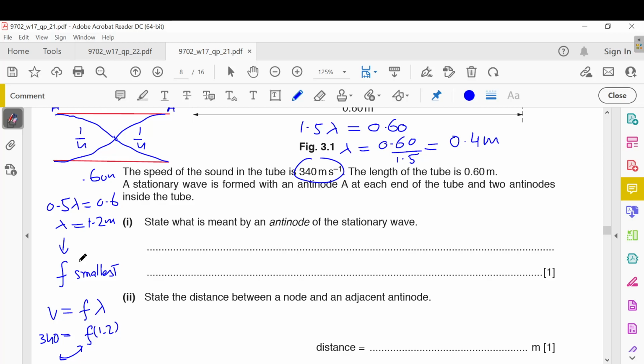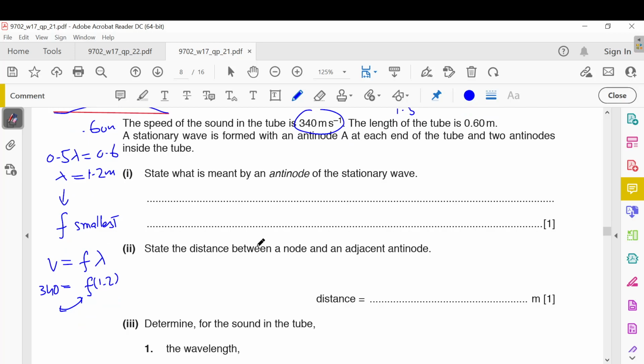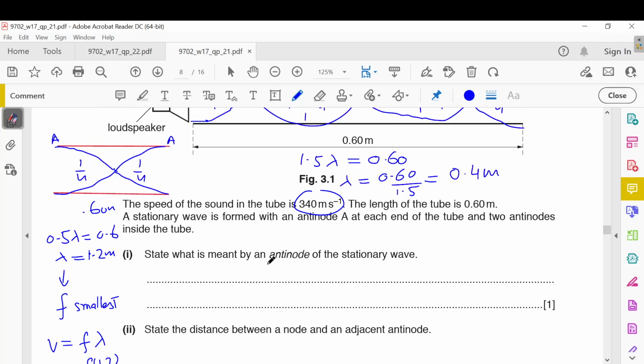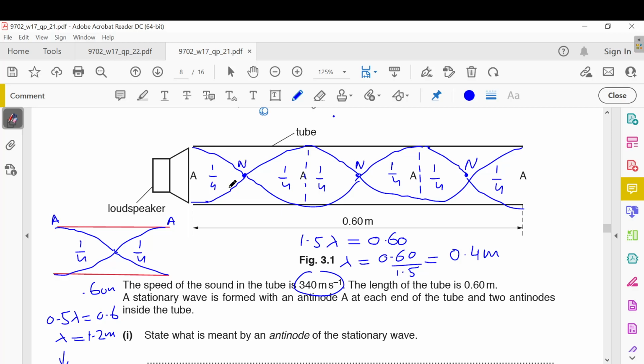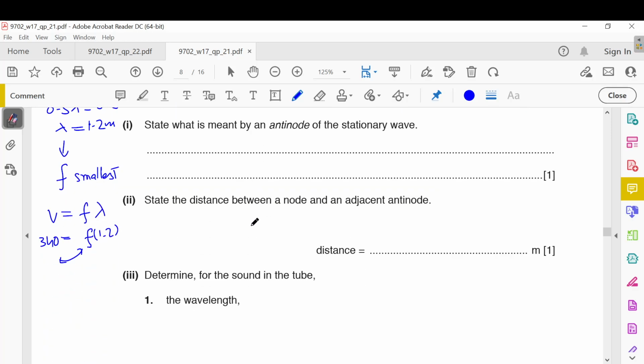Let's read out the question pattern properly. What is meant by antinode in a stationary wave? Antinode is the point where the particle has the largest displacement. State the distance between a node and an adjacent antinode. That is always a quarter of a wavelength. In that particular scenario the wavelength was 0.4, so here the distance is 0.1 meter.